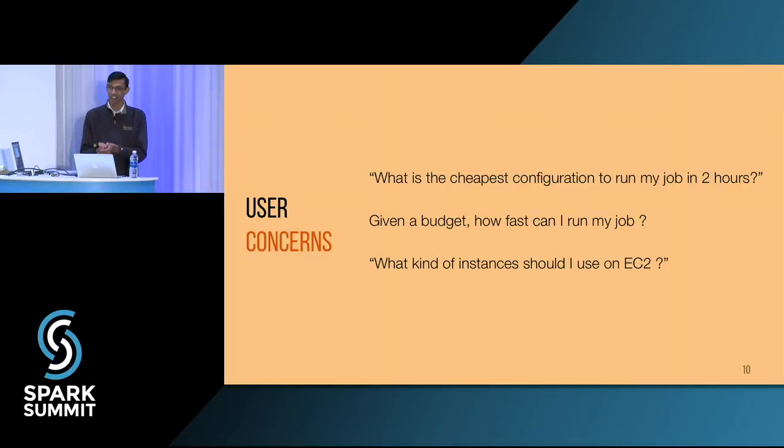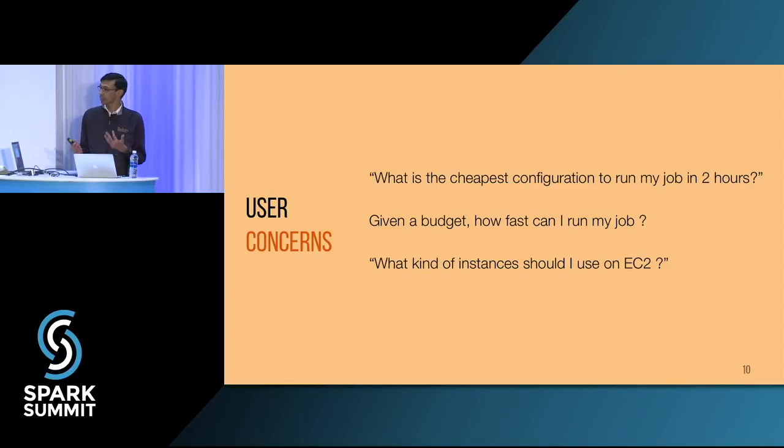On the other hand, the concerns that the users have, or the questions that they would like answers to, are along these lines. For example, they have a deadline in mind, something like, I want to run this within the next 2 hours, and they want to know what is the cheapest way in which I can run this. Or on the flip side, they have a fixed budget where they might say, I have a budget of $100, and what is the fastest way I can run this job if I'm going to use $100? And there's very little support in existing infrastructure today to enable answers to such questions.